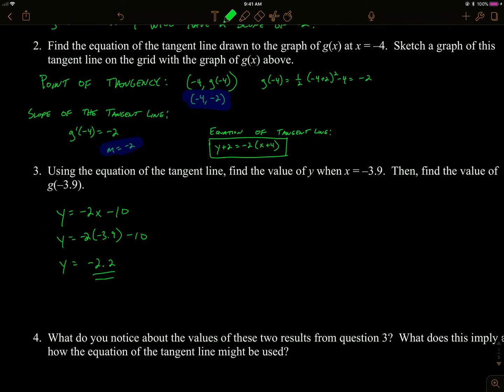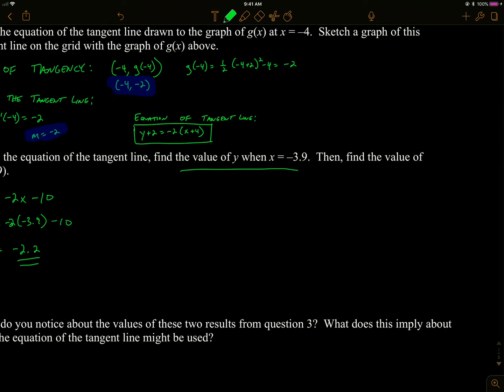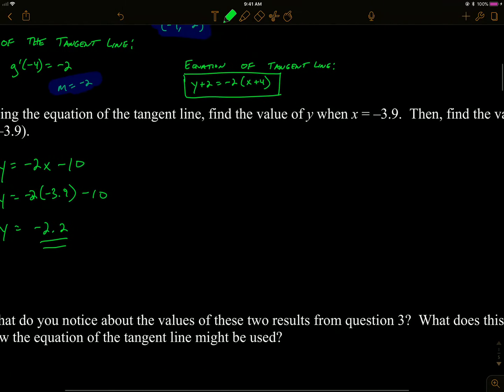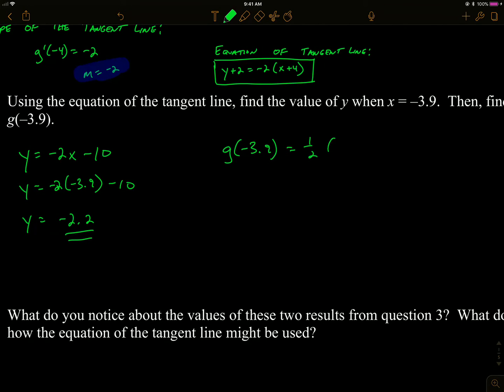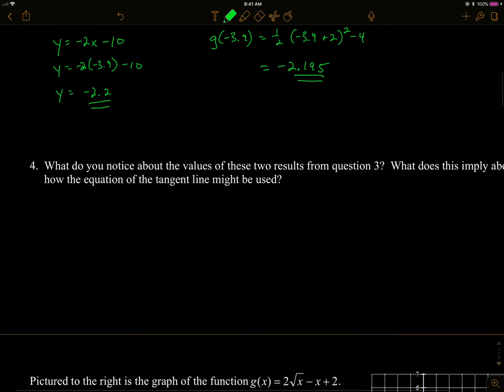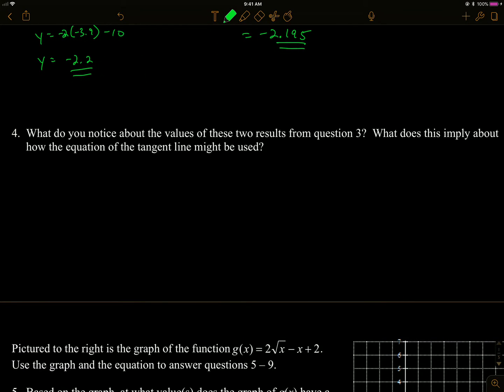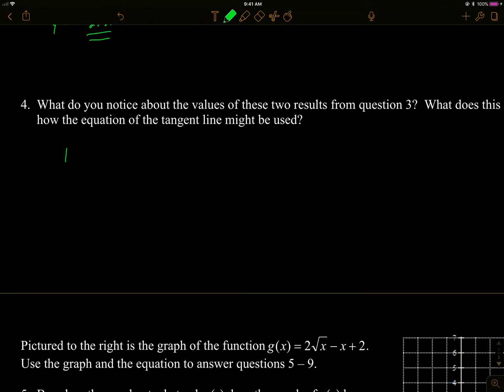Okay, so it said using the equation of the tangent line, find the value of y. So we did that. They're not talking yet about it being an approximation. We're just sort of getting introduced to that. Then find the value of g. So now they want us to plug it into the function and see what we get. So when we plug it into the function, we get that number. Okay, so we can see that our approximation is below that number. It's lower than it. So what do you notice about the values of these two results from question number 3? What does this imply about how the equation of the tangent line might be used? So we're going to say that the y values are really close.